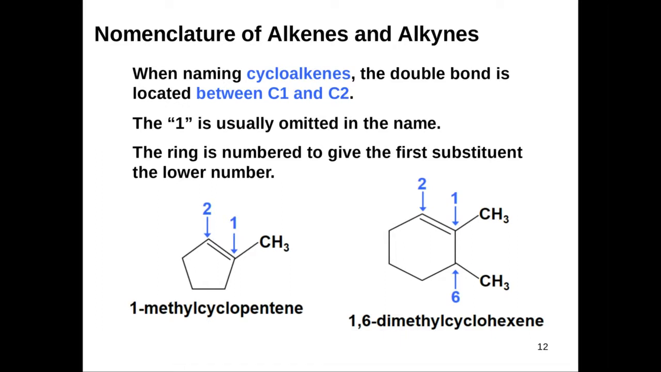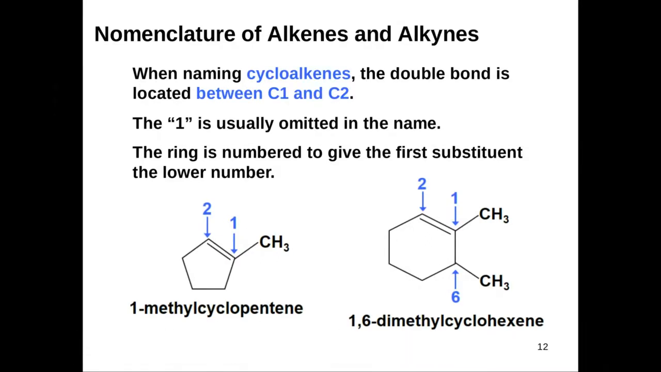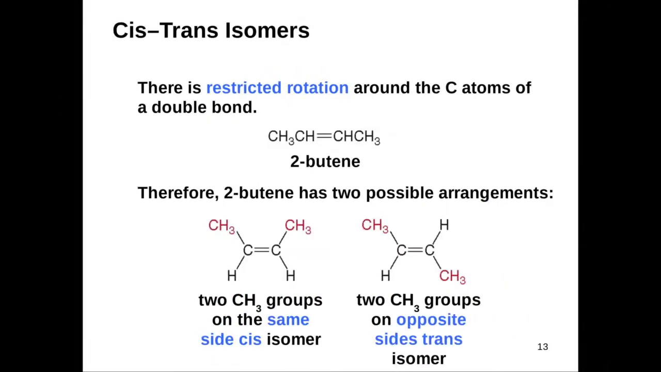So again, not too different from naming normal alkenes, normal cyclic compounds. But again, we have to make sure that double bond is between our two lowest numbers as best we can. Now, we could technically have multiple double bonds. We could have a double bond here and a double bond here, but we just have to make sure that double bonds get the lowest numbers we can physically get. That's all.